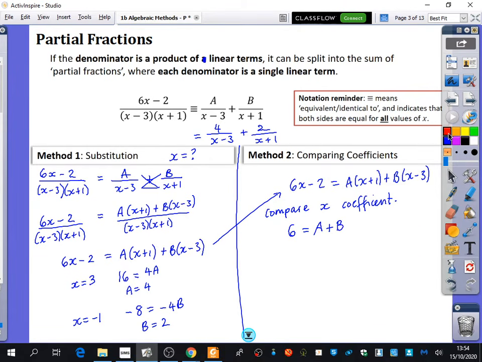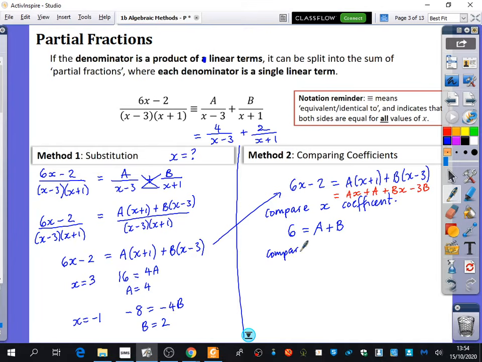If you need to, I might recommend actually expanding the brackets. So you have ax plus a plus bx minus 3b. And you can clearly see that the x coefficients are a plus b. So that's not enough. I can't find out what a or b is here. So what else should I compare?